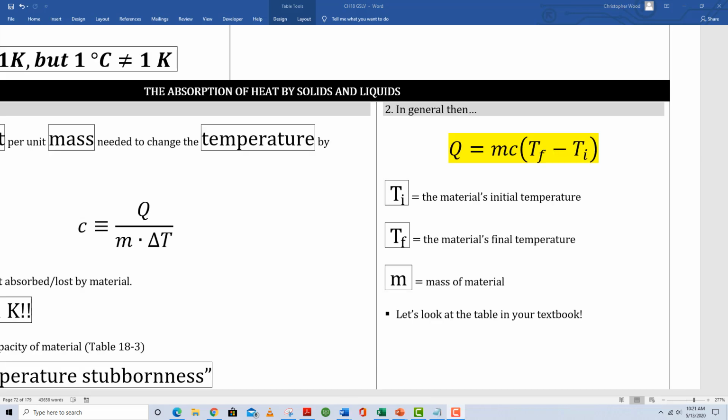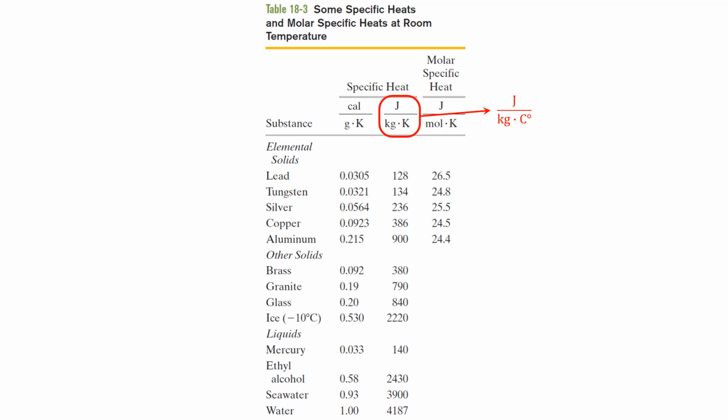Box 2: Q equals mc times the quantity T final minus T initial, or more to the point, Q equals mc delta T, because delta T equals T final minus T initial. This is a key equation, which is why it's highlighted. Here's a table of specific heat capacities taken from your textbook. You have access to this yourself via Wiley+.